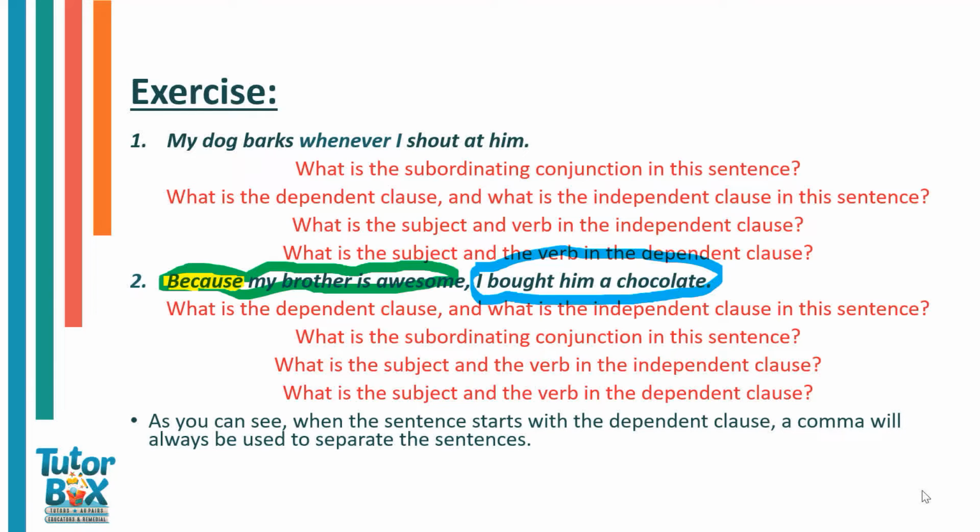Now looking at the dependent clause, the subject in the sentence is my brother, and the verb in the sentence is.